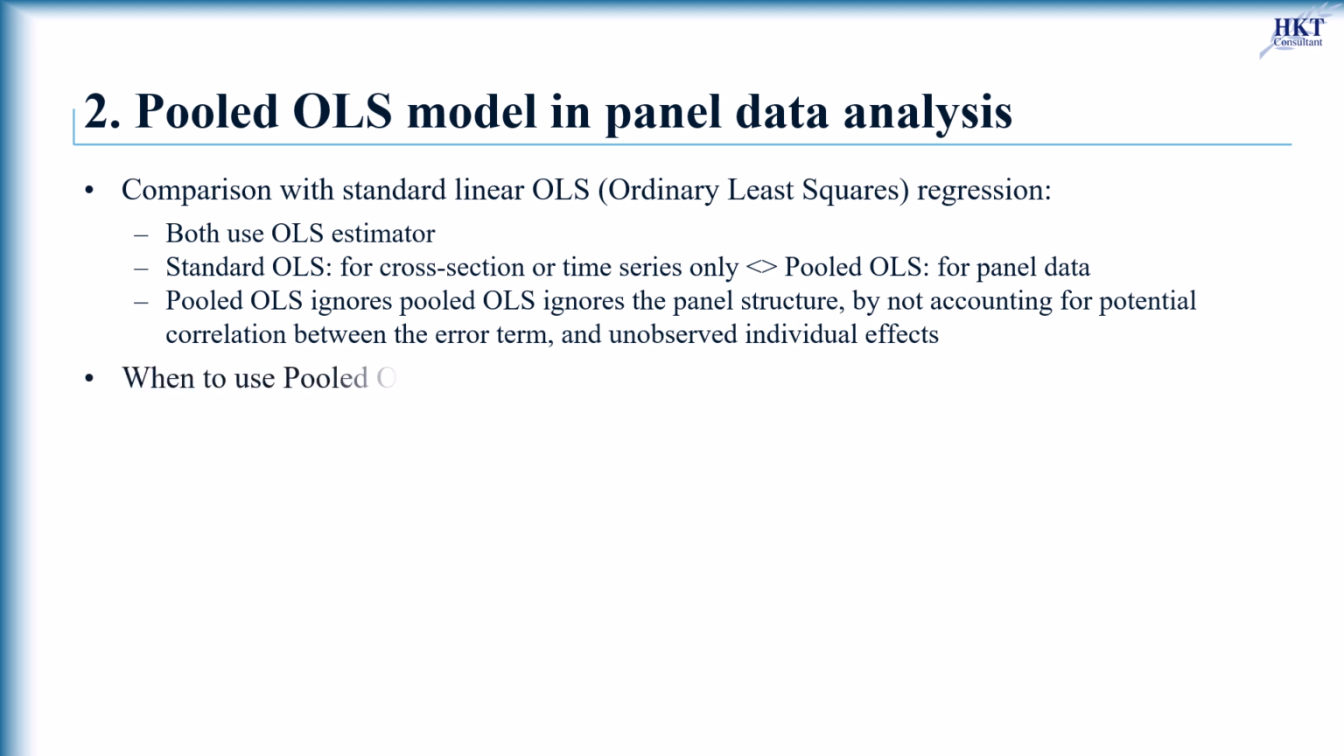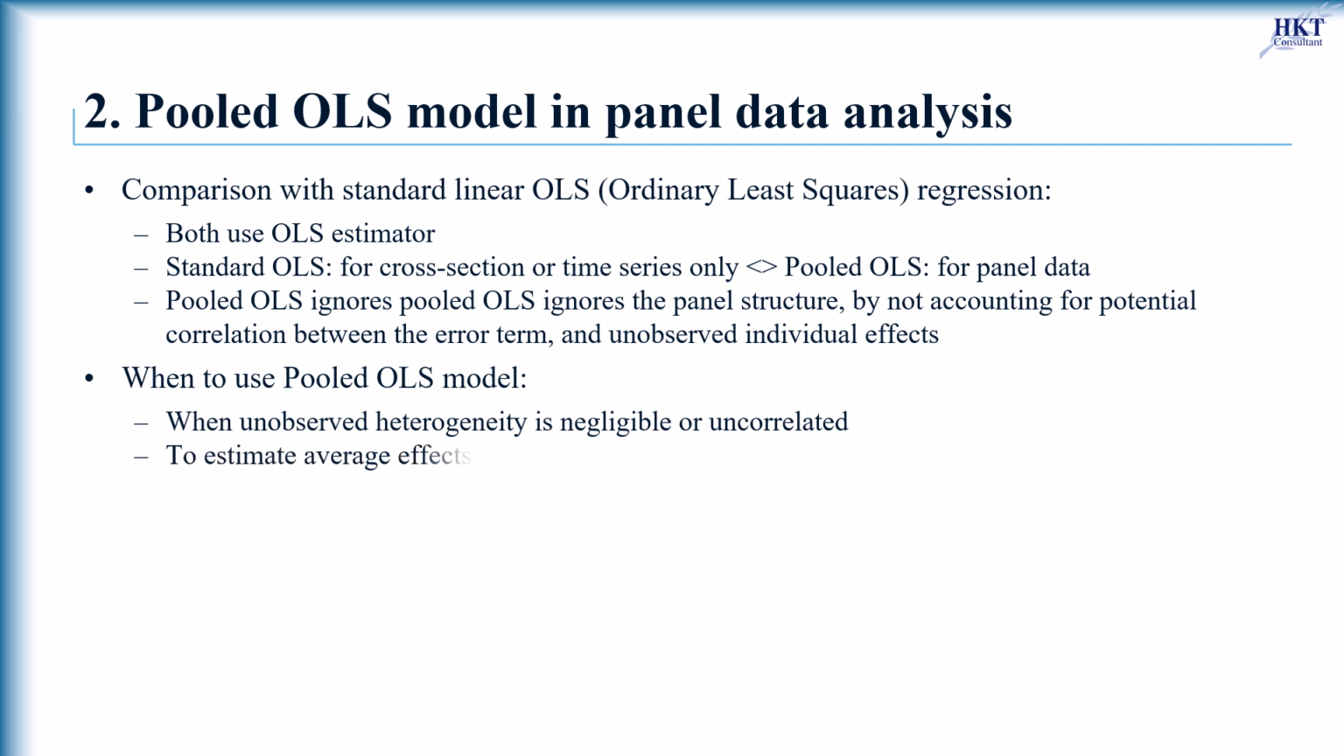The pooled OLS model is appropriate when individual specific effects are either negligible, or uncorrelated with the independent variables. This situation may arise in large samples, where cross-sectional variation dominates, or when the primary interest lies in estimating average effects, across all individuals and periods. Pooled OLS may also be used as a benchmark model, before testing for more complex structures.